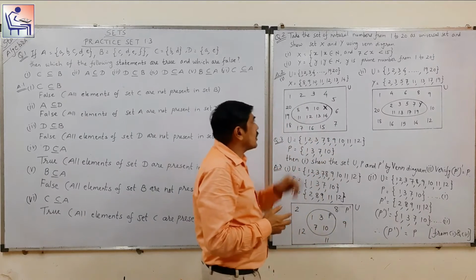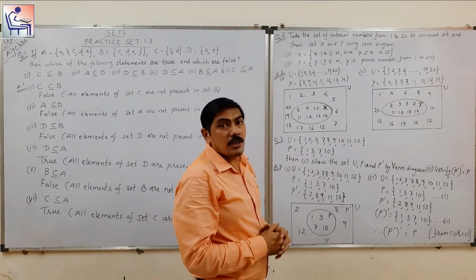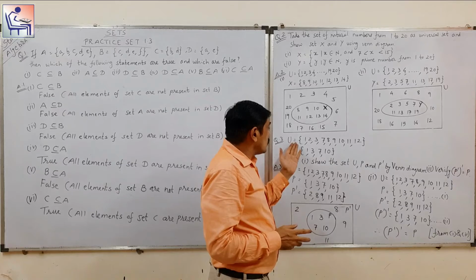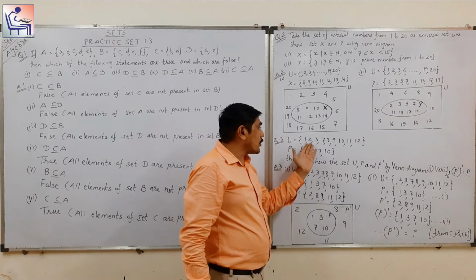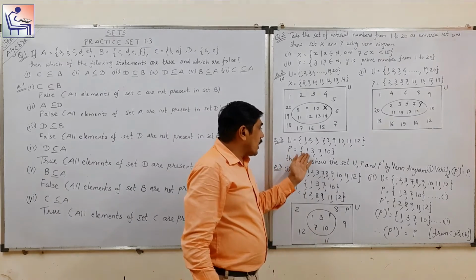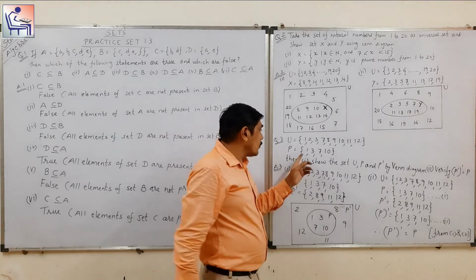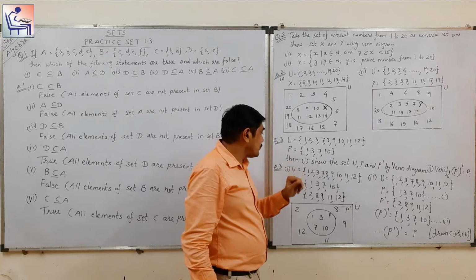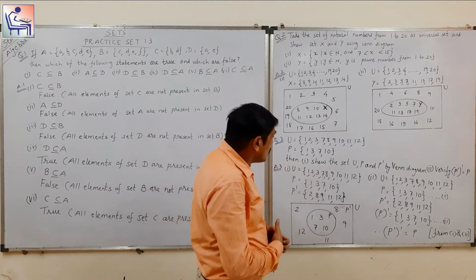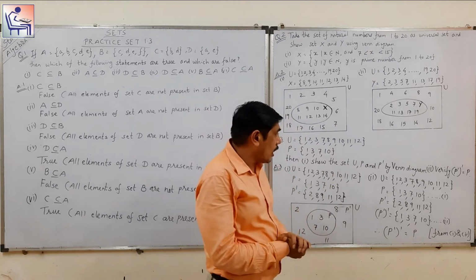Here the same you have seen, universal set. Now question number 3. U, that is your universal set, is 1, 2, 3, 7, 8, 9, 10, 11, 12. P is 1, 3, 7, 10. So all the elements of set P are 1, 3, 7, 10. Then we have to show set U, P and P complement by Venn diagram.